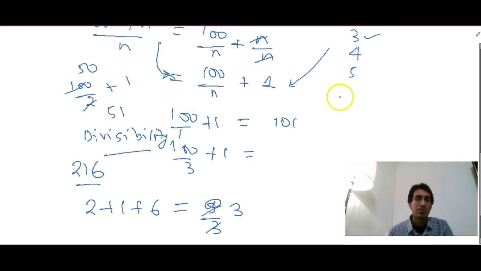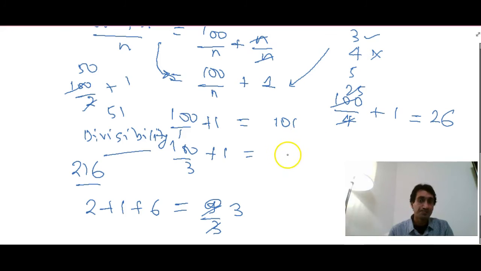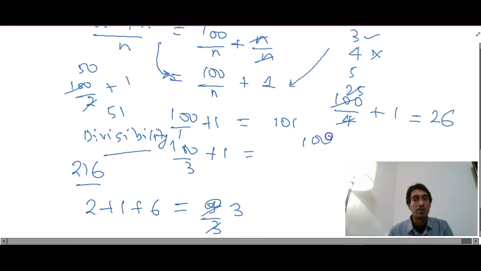But let us confirm by checking 4 as well. Now 100 by 4 plus 1, oh yes, it will divide. It will be 25, and 25 plus 1 is 26. Okay, this option is also gone. Coming to 5, it will be 100 by 5 plus 1. Again, it will divide: 20, 21. Now, the divisibility rules of 4 and 5 are also there. So, I will tell you about them in some other video series.